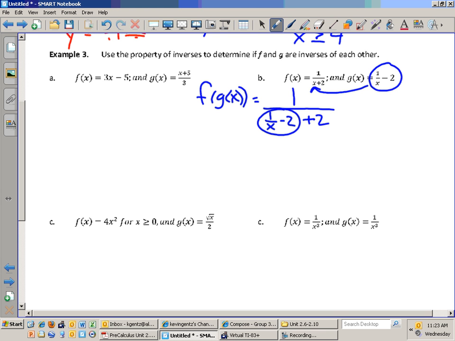Well, actually, that doesn't look too bad now. The minus 2 and the plus 2 go away. I'm left with 1 over 1 over x. If that confuses you, 1 over 1 over x, write it as a complex fraction, where you have a fraction in top and the bottom. If I have a fraction divided by a fraction, what do I do? Multiply by the reciprocal. So we'll multiply by the reciprocal, which is x over 1, and we get x. So that worked out.